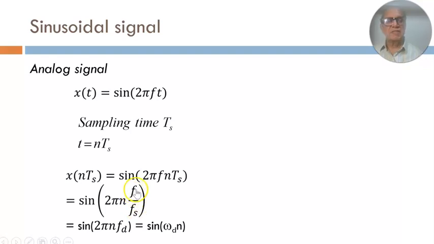Remember, f is the frequency of the analog signal and fs is the sampling frequency. So this ratio of f to fs we call our digital frequency. That's the definition of the digital frequency, and we denote it by fd, or the corresponding angular frequency we can write 2 pi fd is equal to omega d. So the expression becomes sine of omega d into n.